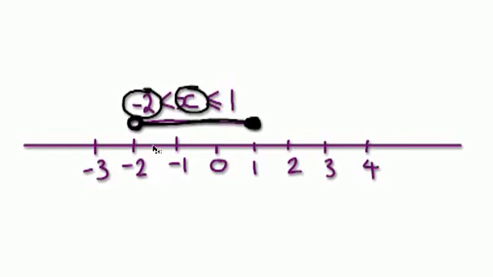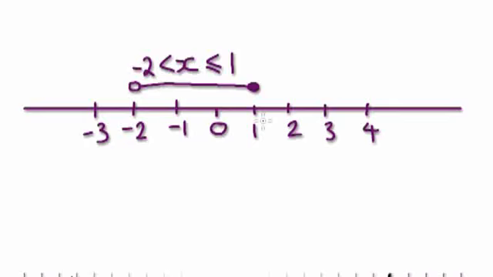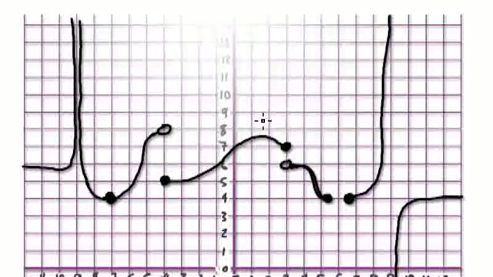than negative 2. It cannot be negative 2. It doesn't include the negative 2, whereas here it includes the 1. Okay, just a quick reminder. Well, here are some more examples for you.